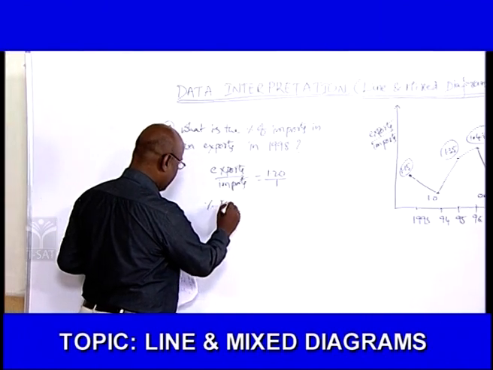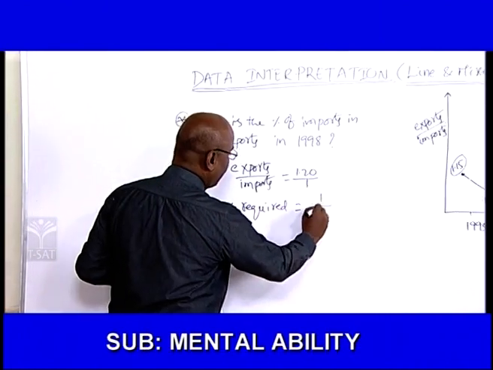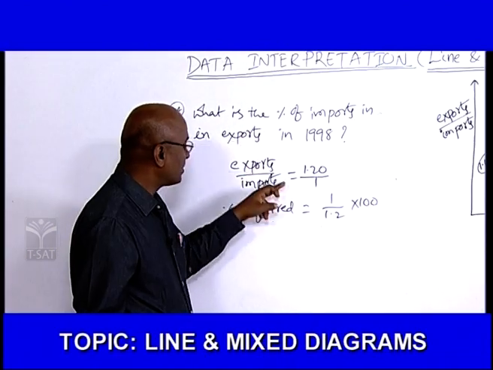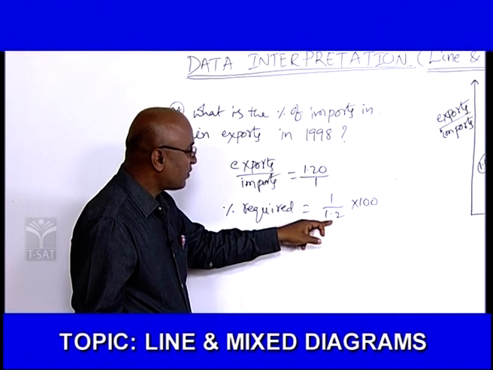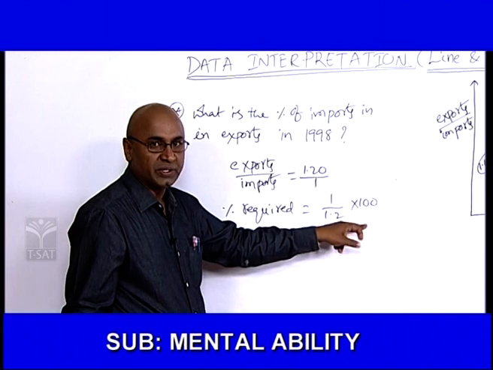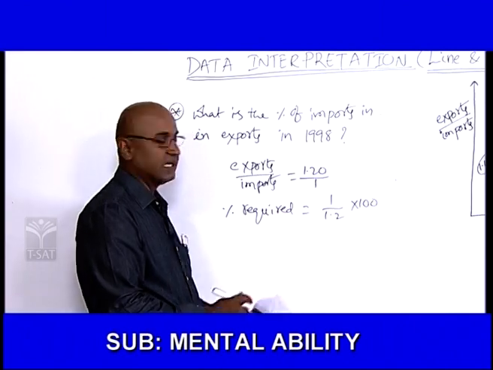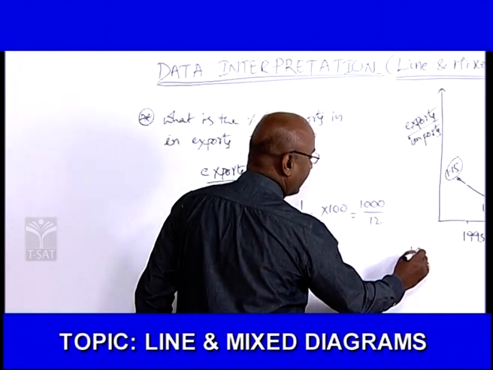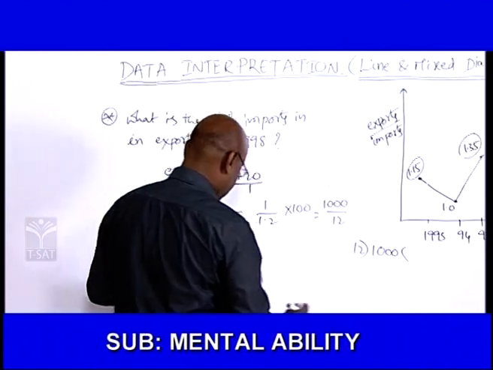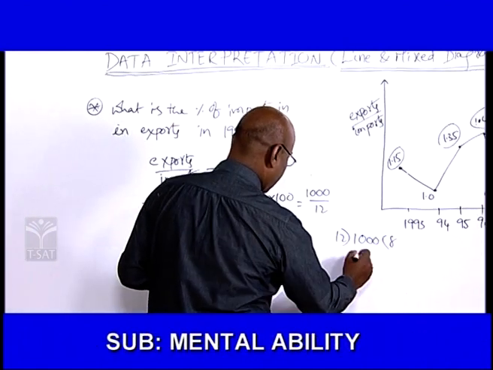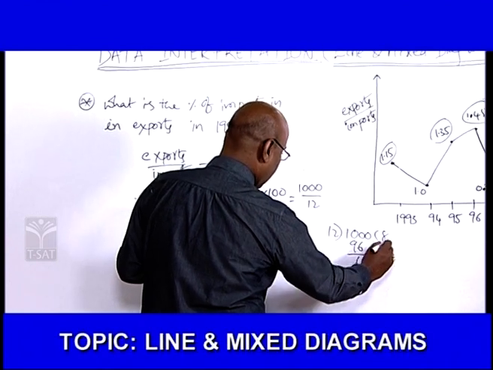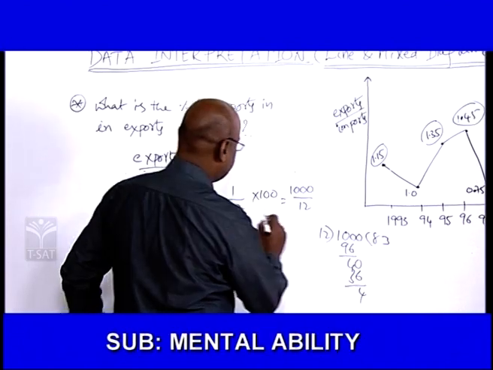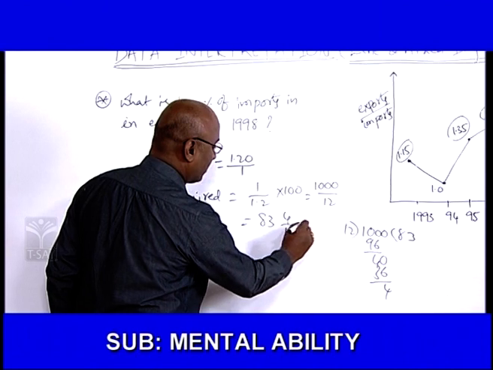And the percent required is equal to 1 by 1.2 into 100. So what is the percent of imports in exports? Imports is 1 when in the exports of 1.2. So 1 by 1.2 into 100. This topic is so many times discussed. So 1 by 1.2 into 100 means 1000 by 12. So 1000 by 12 means that is 8, 12 8s are 96, 40 and 12 3s are 36, 40, 4. So that is equal to 83, 4 by 12%.